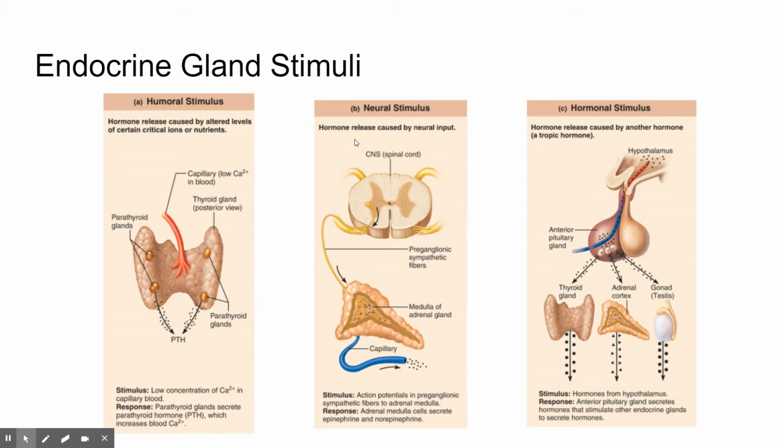All right. There's hormonal stimulus. And this is when hormones from another gland stimulate the release of hormones. So, good example of this is the hypothalamus releases a hormone, tells the pituitary gland to release a hormone, and then the pituitary gland can then tell another gland to release a hormone. And so you can see there's a pretty long chain, or there can be a long chain for this type of thing. And so this is endocrine gland stimuli, when it's being stimulated directly.